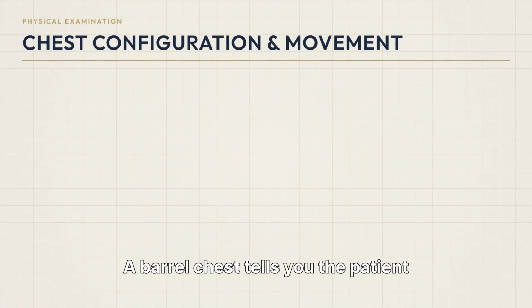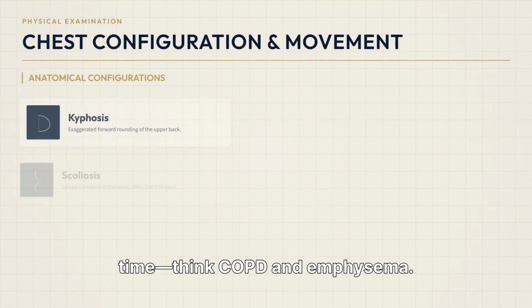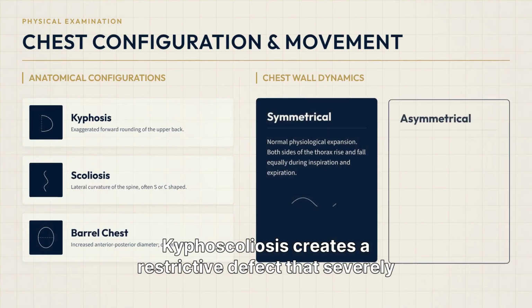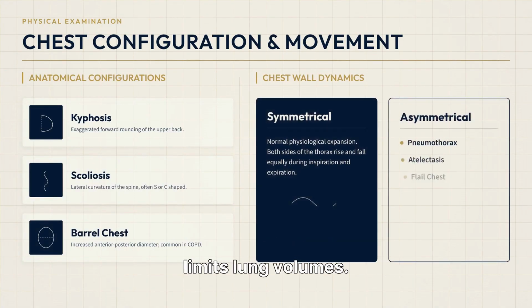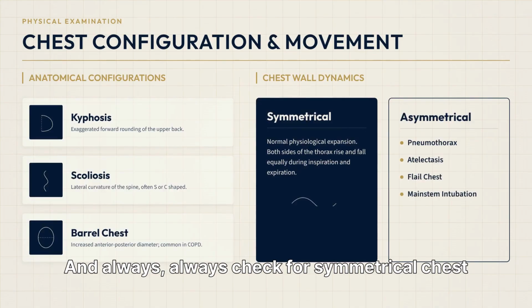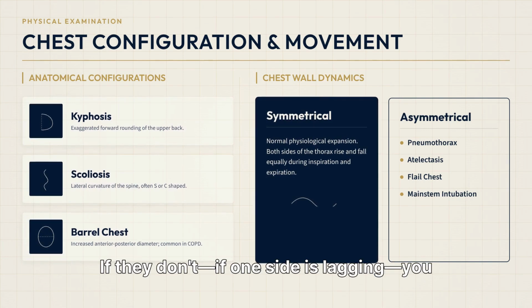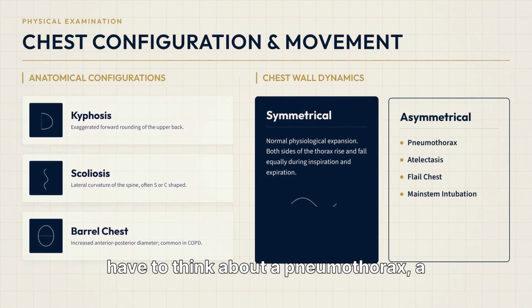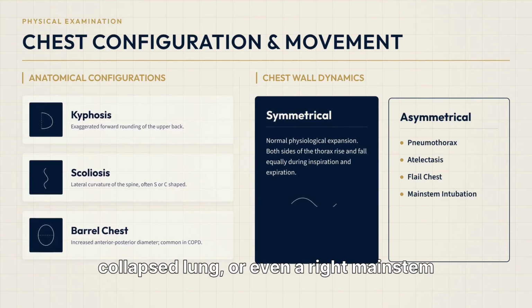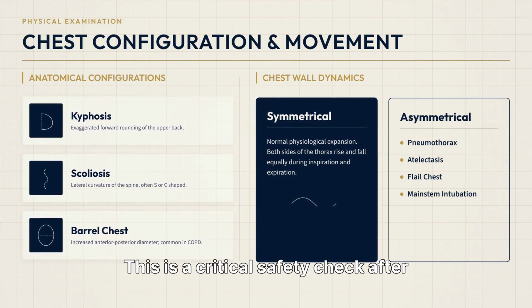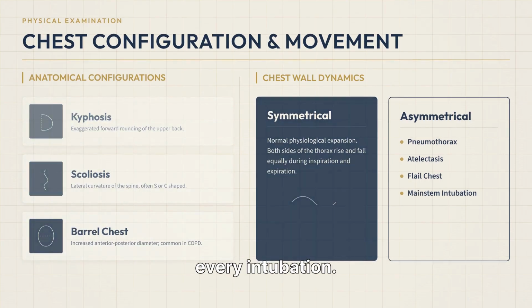Period. Observe the chest configuration. A barrel chest tells you the patient has been trapping air for a long time. Think COPD and emphysema. Kyphoscoliosis creates a restrictive defect that severely limits lung volumes. And always check for symmetrical chest movement. Both sides should rise and fall together. If they don't, if one side is lagging, you have to think about a pneumothorax, a collapsed lung, or even a right mainstem intubation, where only the right side is being ventilated. This is a critical safety check after every intubation.